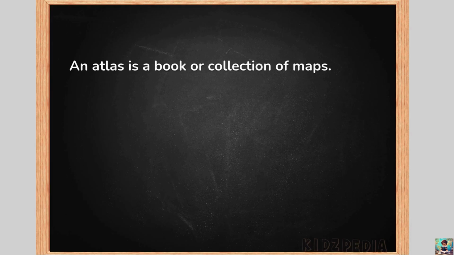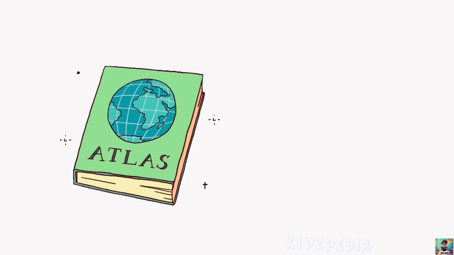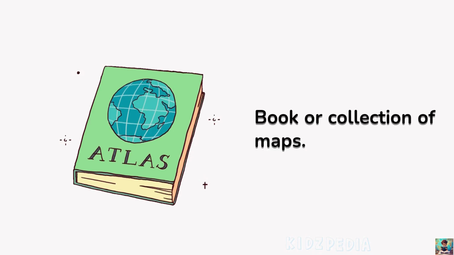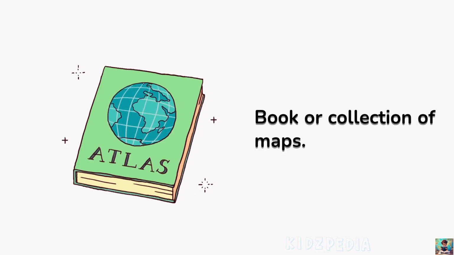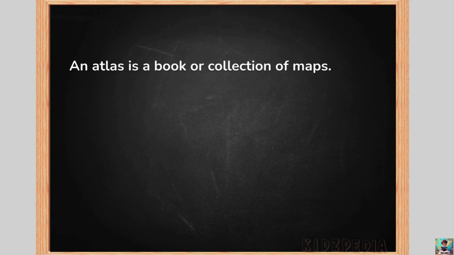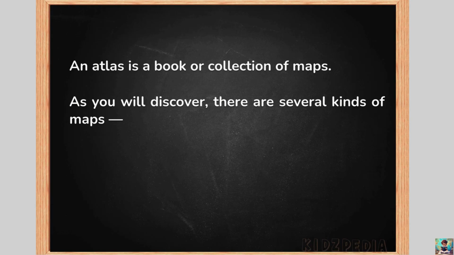An atlas is a book or collection of maps. An atlas is a book or collection of maps that shows different places on Earth, like countries, oceans, mountains, and cities. As we will discover, there are several kinds of maps.